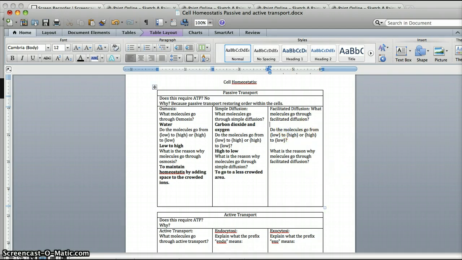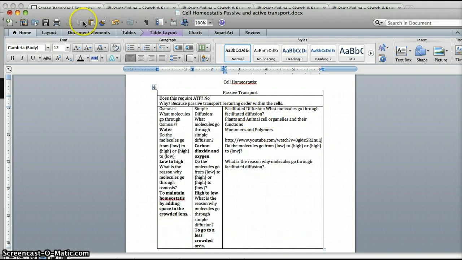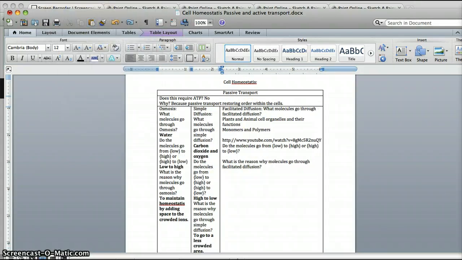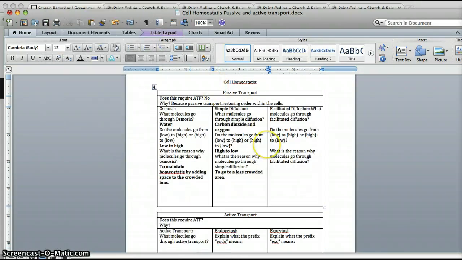Now, we have facilitated diffusion. So what molecules go through facilitated diffusion? And if you remember what we said in class, facilitated means that it has to go through that protein barrier, the protein tunnel. So the molecules that go through this are glucose, which is also sugar. Now, does it go from low to high or high to low? Again, it goes from high to low.